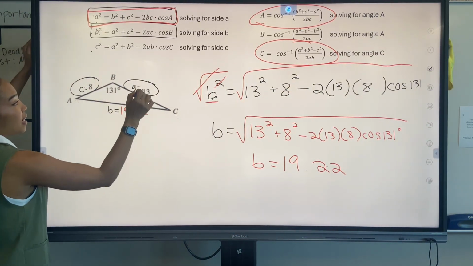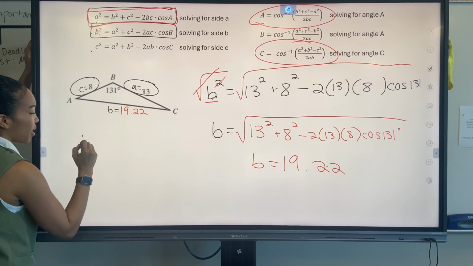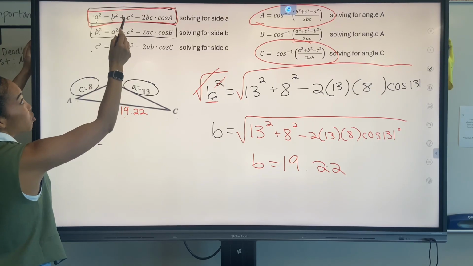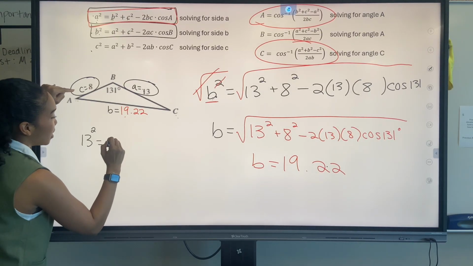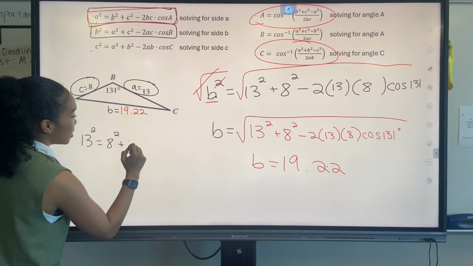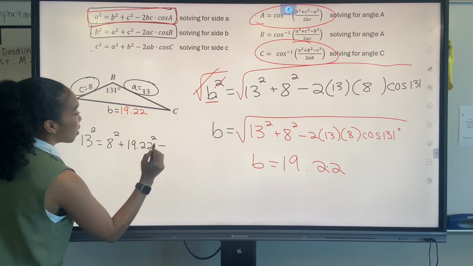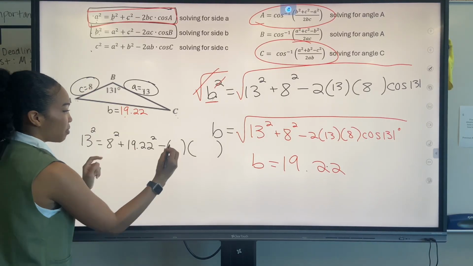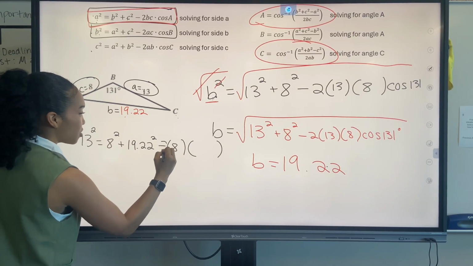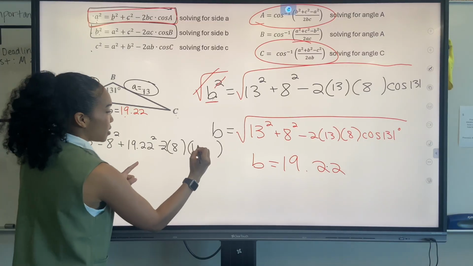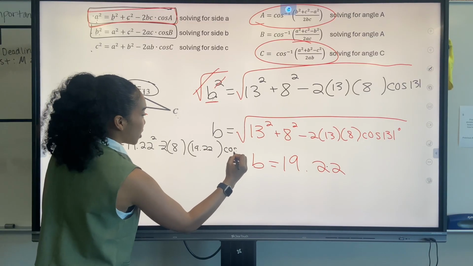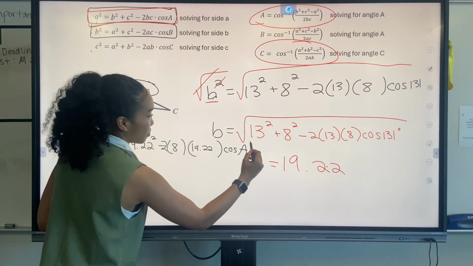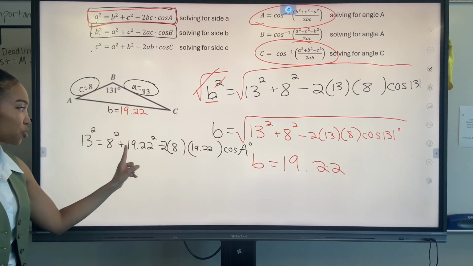I have side A is 13, so I'll put that right here, 13 squared is equal to the other sides squared. So I have an 8 squared and a 19.22 squared. Then the formula says minus 2 times these same numbers. 8, and then 19.22. Cosine of, 13 is side A, so I need angle A. So this is what I just wrote.